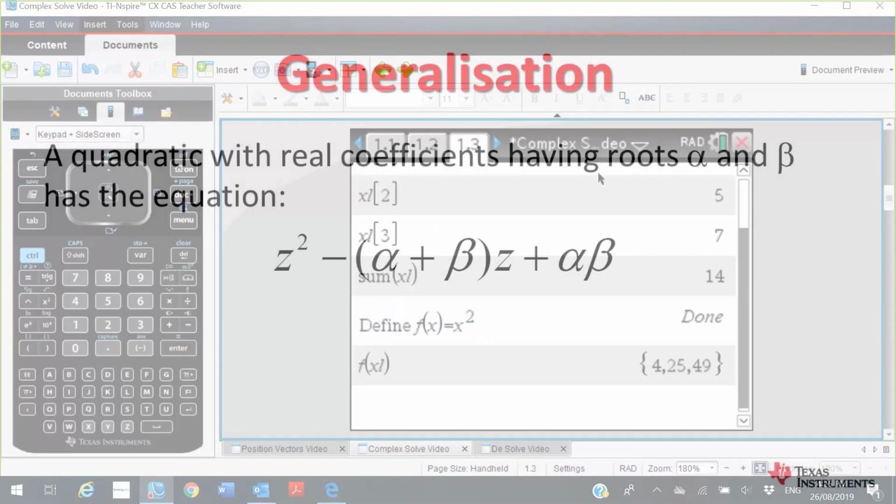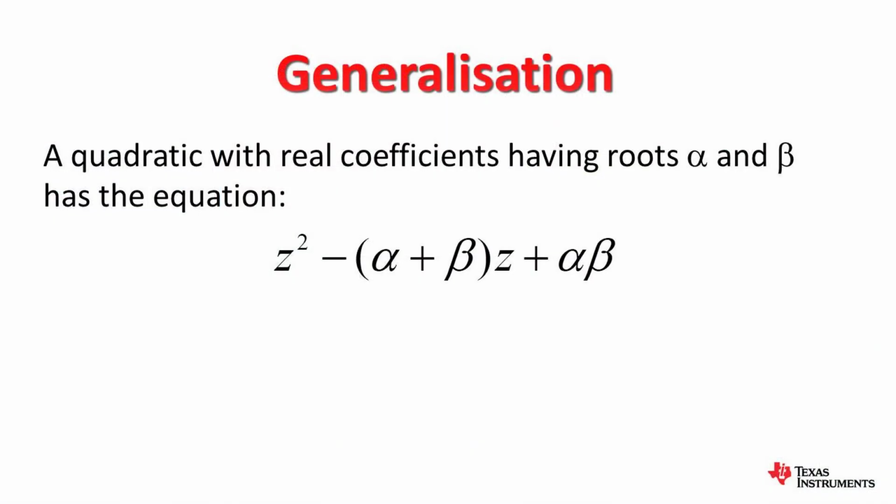Minus 4 and 13. That is no fluke when we do the sum and the product of the roots of a quadratic equation. So, in general, if I've got a quadratic equation with real coefficients, having roots alpha and beta, then the quadratic equation is always going to be z squared minus the sum of the roots times z plus the product of the roots.